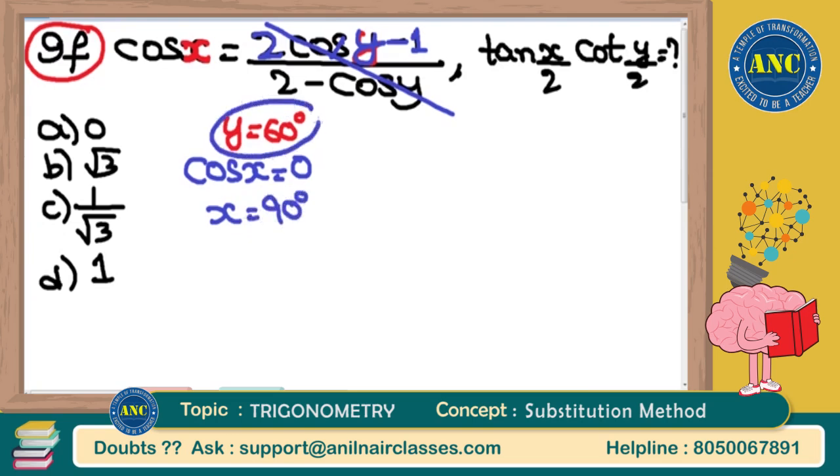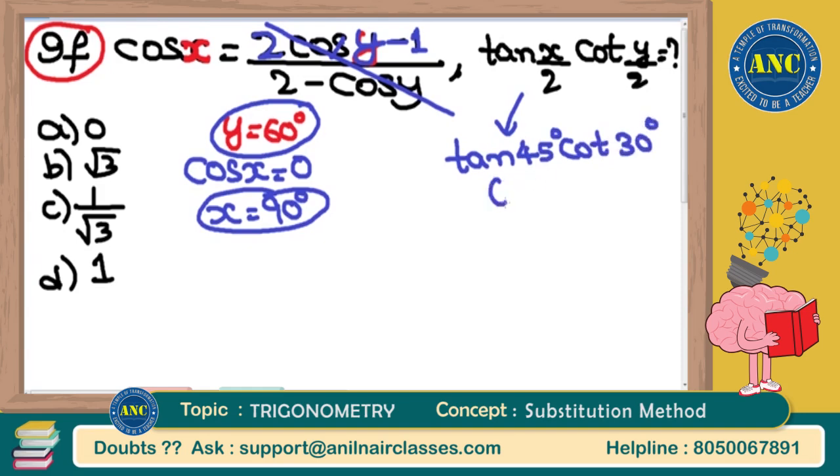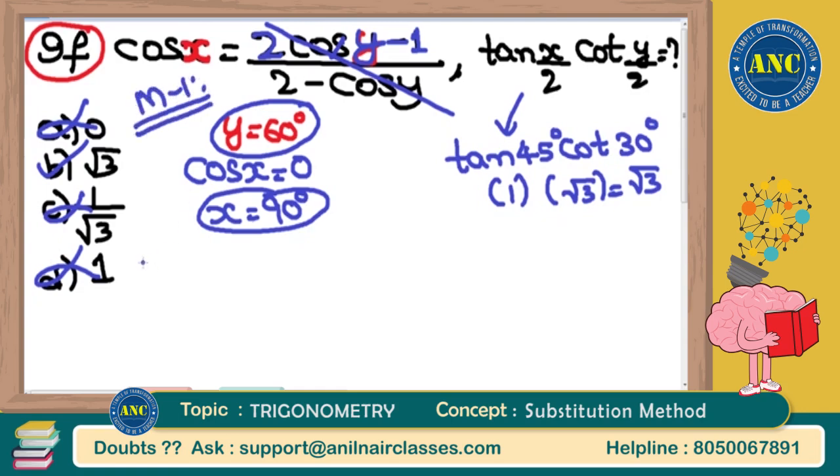Y is 60 degrees. X is 90 degrees. Substitute. So this is tan of 90 by 2, which is 45, into cot of 60 by 2, which is 30. Tan 45 is 1. Cot 30 is root 3. 1 into root 3 is root 3, which should be the answer. You should get the answer within seconds.